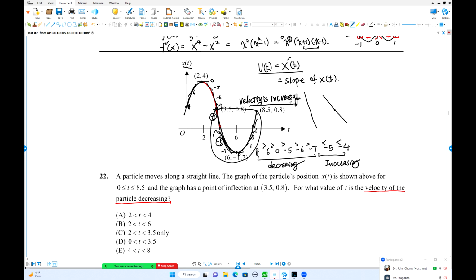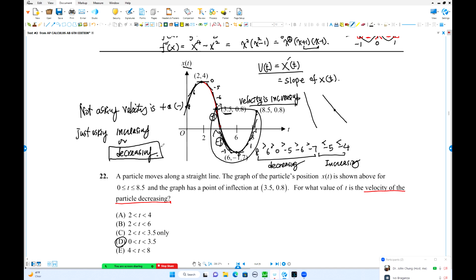Okay? So velocity decreasing is from 0 to this point, inflection point 3.5. Are you okay with this? So the choice digit answer, okay? Because it's not asking you whether velocity is positive or negative. Just what they're asking you: velocity is increasing or decreasing, okay?